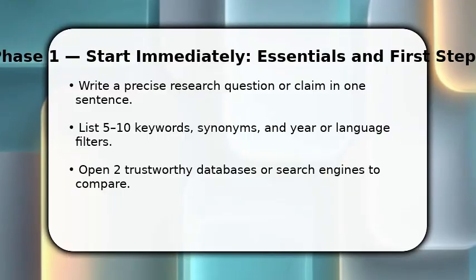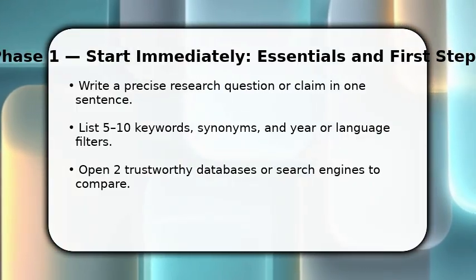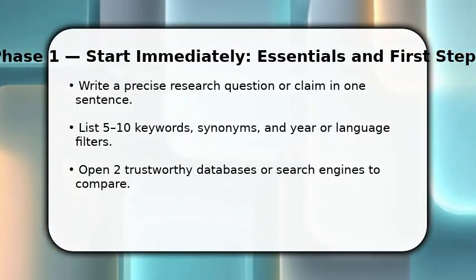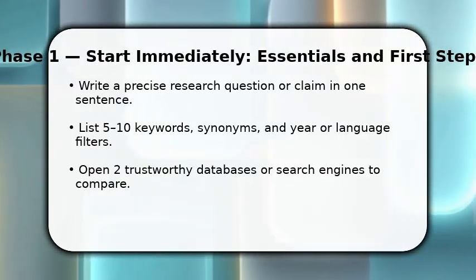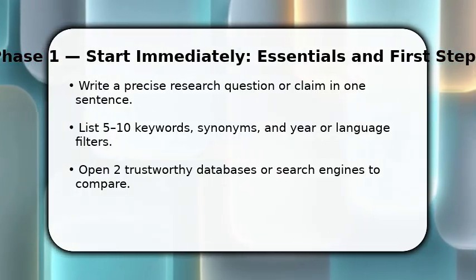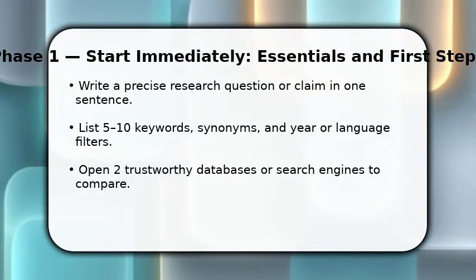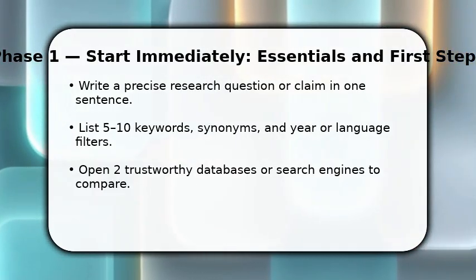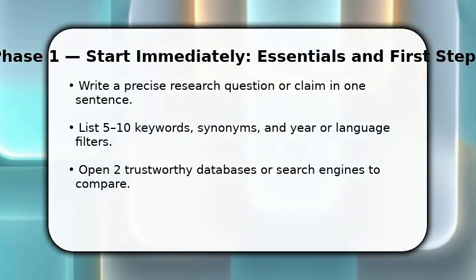You begin by narrowing the scope. State the question or claim in one sentence so you know what to accept. Next, list 5 to 10 keywords, include synonyms, acronyms, and relevant years to broaden coverage. Once done, open 2 reliable search tools, one scholarly and one general, and apply basic filters for date and language. This reduces noise and gives immediate comparable results.